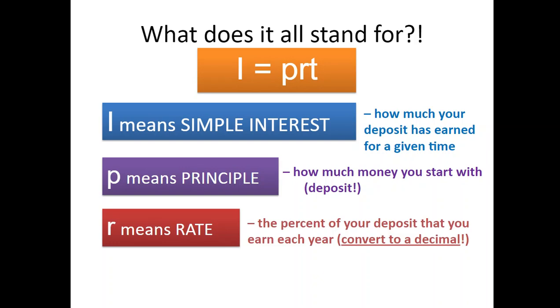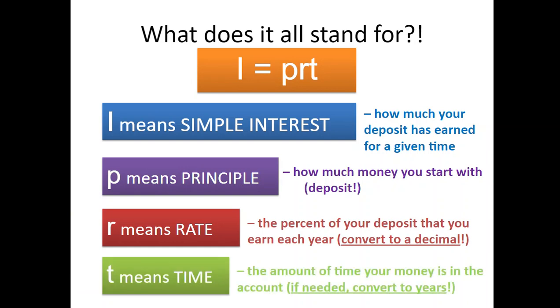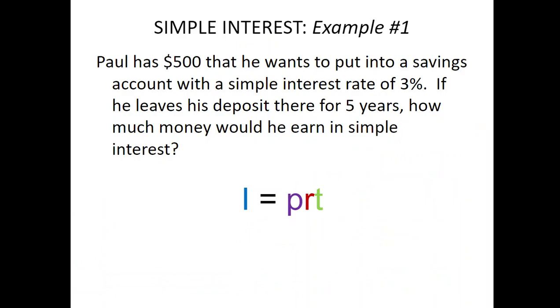R is rate, and what's really important, this is why this topic is in here, it's converted to a decimal. They'll give you a percent for each year, and you convert it to a decimal. And then T is time, and we always represent our times in years. You always have to convert them to years. So here's an example. I always write down I equals PRT.